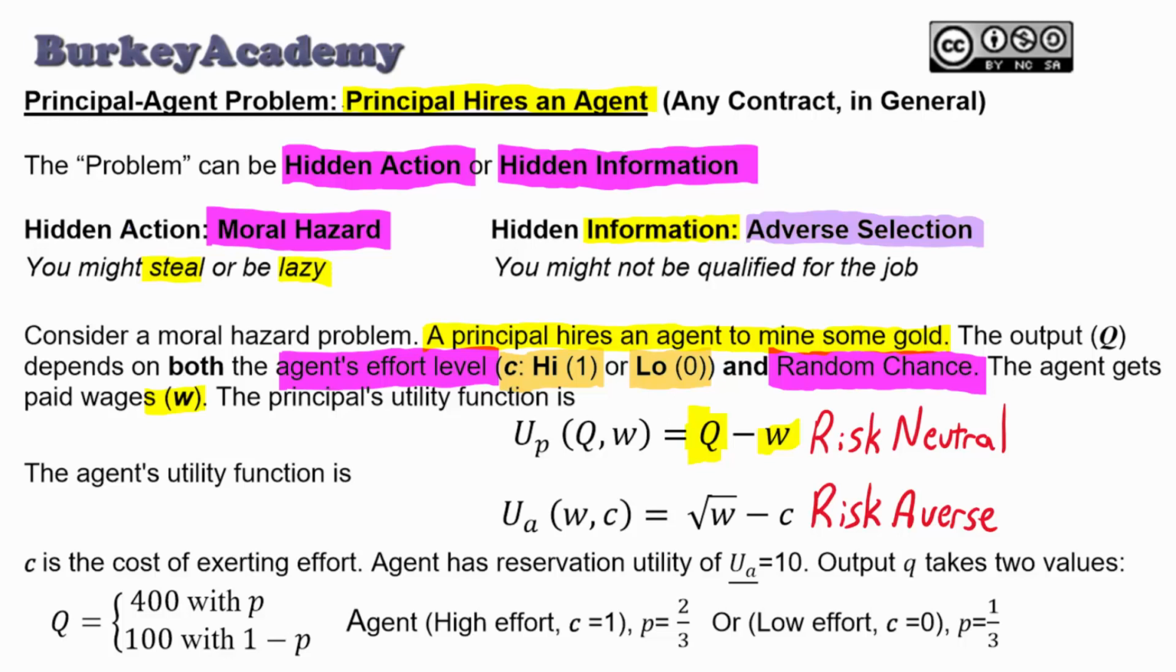Now, a general principle: when the principal is risk neutral and the agent is risk averse, the agent is going to have to be compensated extra anytime their wages are uncertain. So you're going to have to pay the agent more if there's some risk that they're not going to get paid a constant amount, and that will play into the solution when we do that.